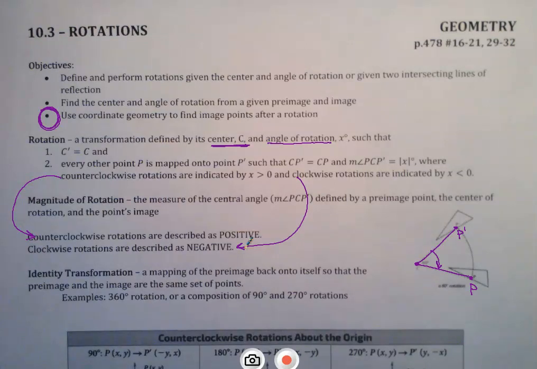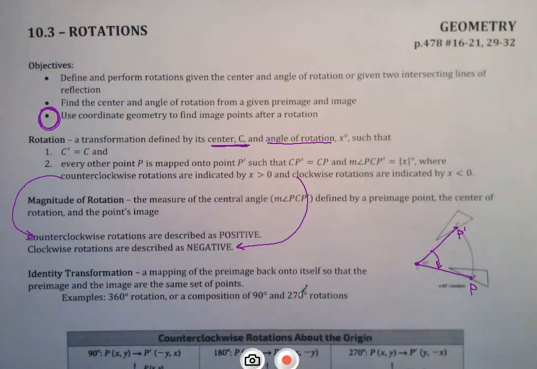So then the identity transformation is just a mapping of the preimage back onto itself so that the preimage and the image are the same. It's keeping the same identity. It didn't move. They're the exact same. So it could be that we do a 360-degree rotation. If you rotate something 360 degrees, it's going to be in the exact same position it was. Or it can be a composition of rotations, like a composition of a 90 and a 270-degree rotation, and it's going to map it back to the exact same thing that it was. So its identity didn't change overall.